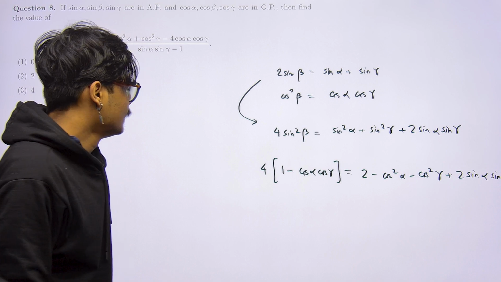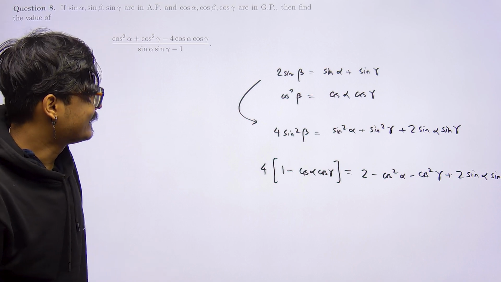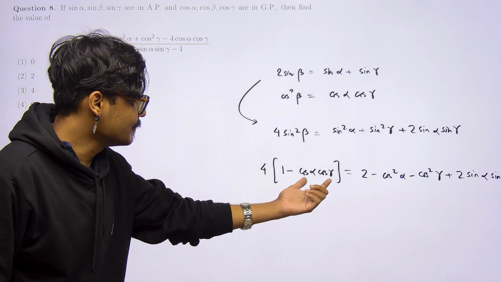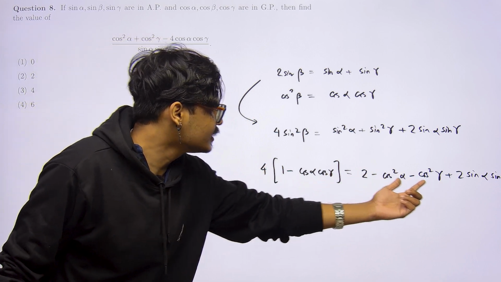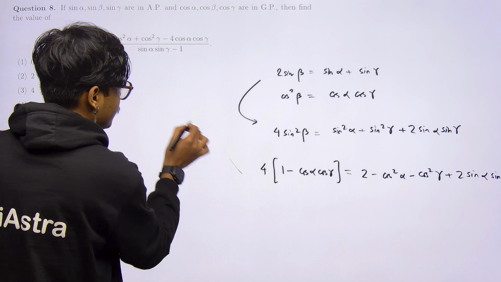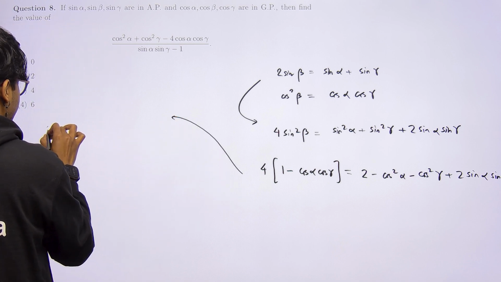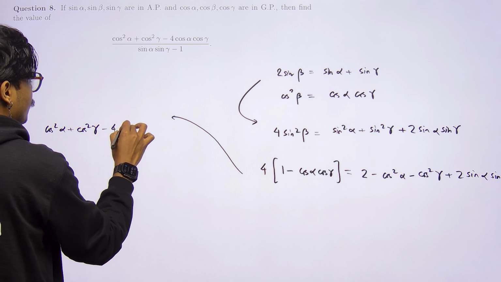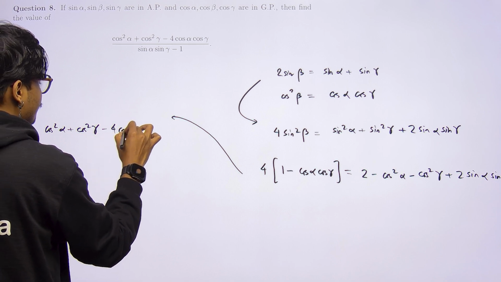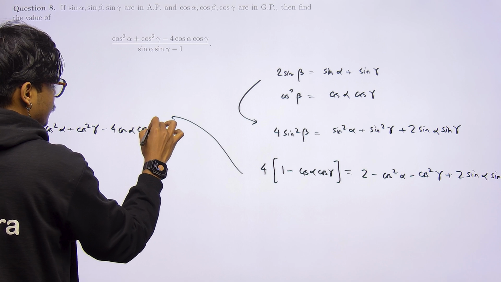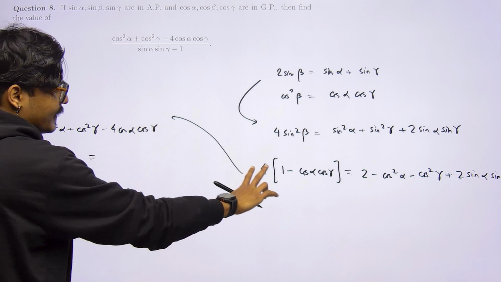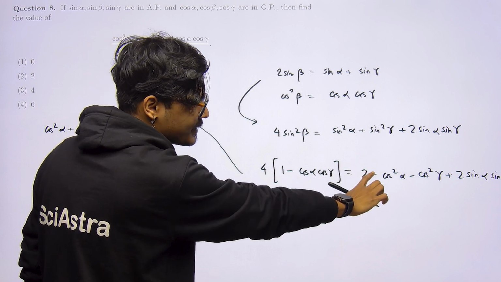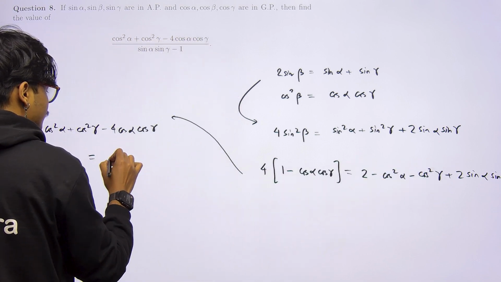Okay. Now let's rearrange this equation slightly. So I need this minus 4 cos alpha cos gamma on the left hand side. So let's keep it as it is. Let's bring this cos square terms on the left hand side. So from here you can say that cos square alpha plus cos square gamma minus 4 cos alpha cos gamma is equal to, so if I take this plus 4 to the right hand side, it will give you a minus 2 because of this 2 present, and let's keep that 2 sin alpha sin gamma on the right hand side.